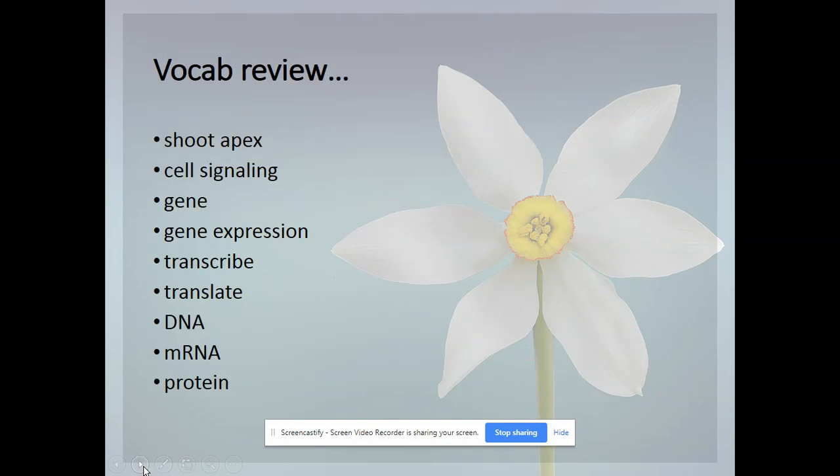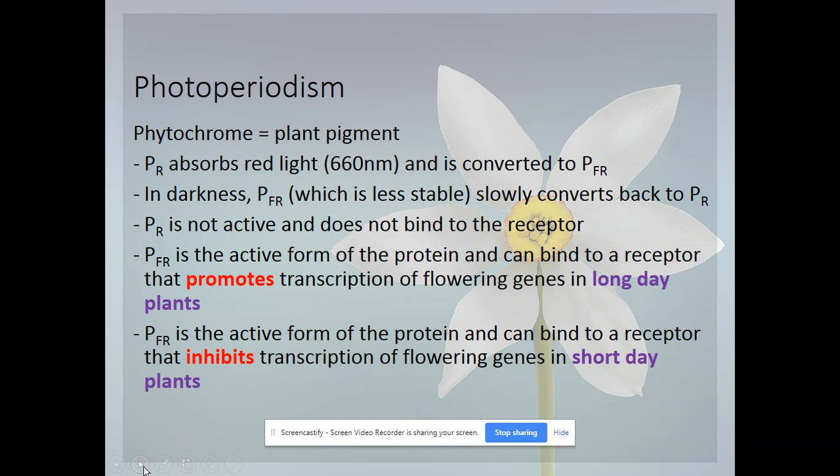Good. So I don't think you need that vocab review. If you do, Cognity is a great place to look up those words.